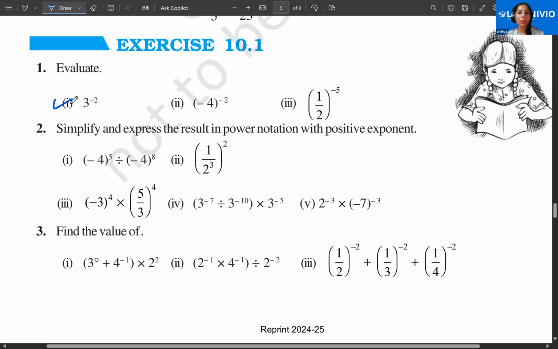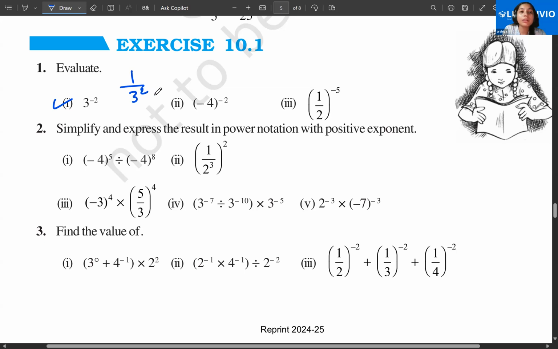Ma'am, for question one, I have to do the first one only. Yes. First, let's do the first one and then we'll see. To the power of -2. Okay, how much did you get? 3 by 2? No, 1 by 3 to the power of 2. Okay, 1 by 3 to the power of 2.